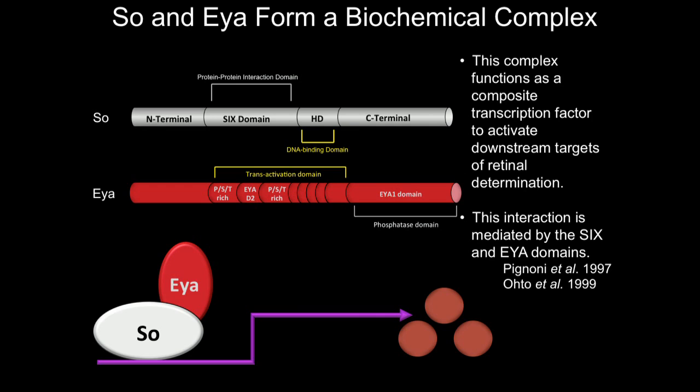Furthermore, during retinal development, SO and IA form a biochemical complex, and this complex functions as a bipartite transcription factor, with SO binding DNA and Eya functioning as a transcriptional activator. Its phosphatase activity has been recently determined to be dispensable for eye development. And so this complex will go on to activate important downstream targets that are necessary for eye development.